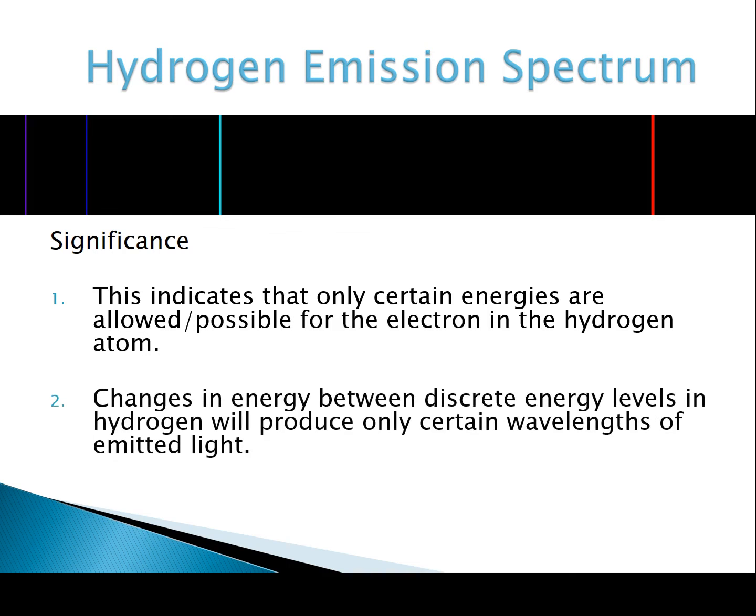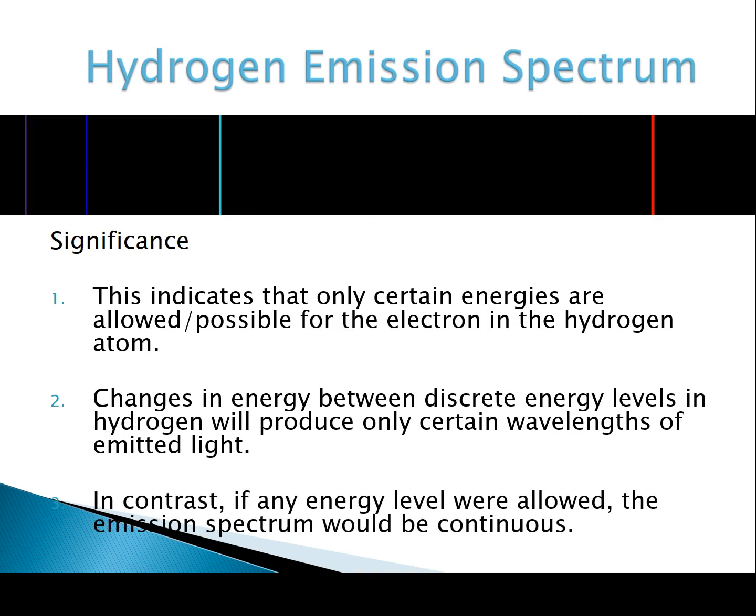In contrast, if electrons were allowed to go wherever they wanted, then what we would actually see is a continuous spectrum.